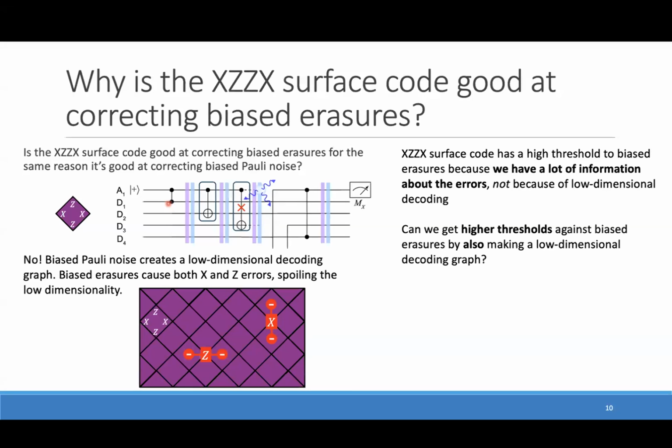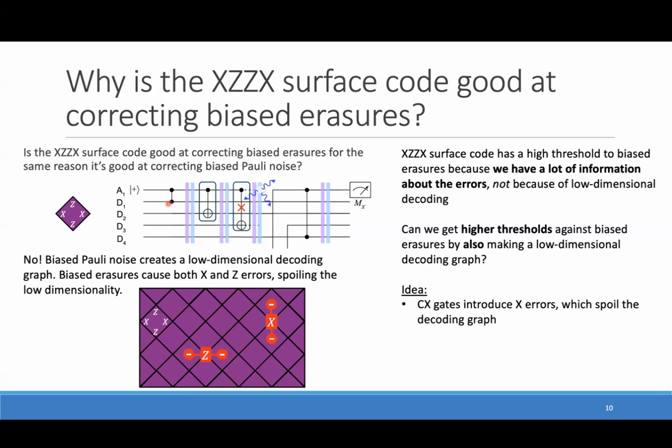But that does raise the question, is there some other strategy for decoding where we can do all of the things we previously did? We use the information of the locations, we use the information about what kind of Pauli errors occur, but we also get a low dimensional decoding graph. And could this push our thresholds even higher?